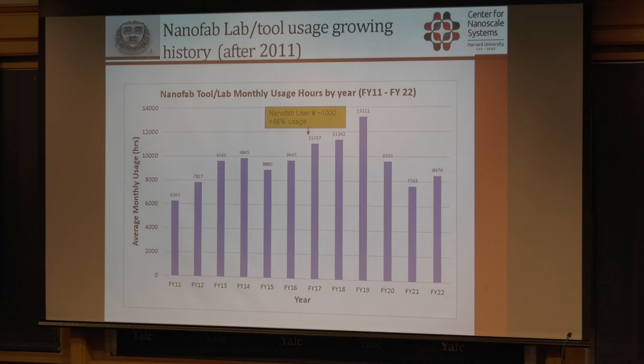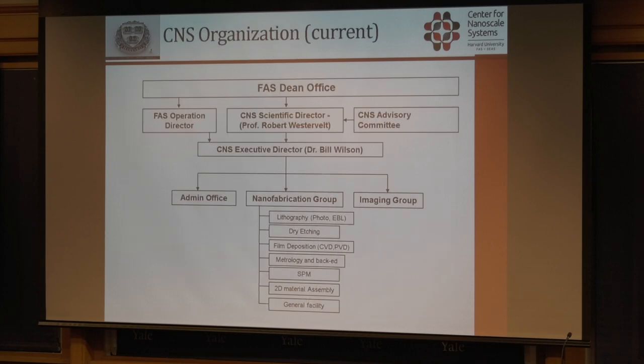On the organization side, in the past 20 years we changed it many times. That's the current structure: the nanofab and the imaging under, plus the admin side under Dr. Bill Wilson's guidance. Bill joined Harvard in 2015. We also have a scientific director, Bob Westwell, who is one of the three founders of CNS. And we also have an advisory committee to help us make technical decisions. CNS is under the FAS dean's office, and the CIS also contributes about 50% of the budget.